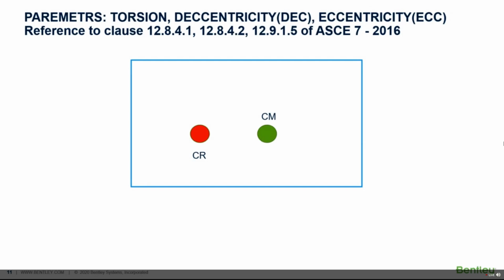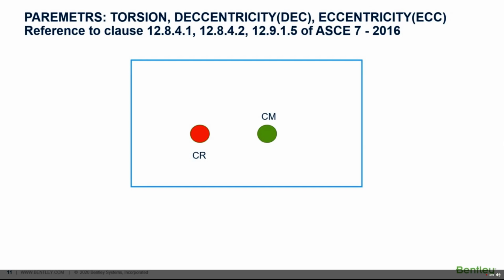Thus, the center of mass is shifted in the positive direction by 5% of the lateral dimension L and is reflected by the parameters DEC equal to 1 and ECC equal to plus 0.05. Then the center of mass is shifted in the negative direction by that same amount. The DEC and ECC parameters are then specified as 1 and minus 0.05 respectively to account for this condition. The default values of DEC and ECC are 1 and 0.05 respectively. So if you specify the torsion parameter but do not specify the DEC and ECC parameters, STAAD would not consider them as 0 but would consider them as 1 and 0.05 respectively.